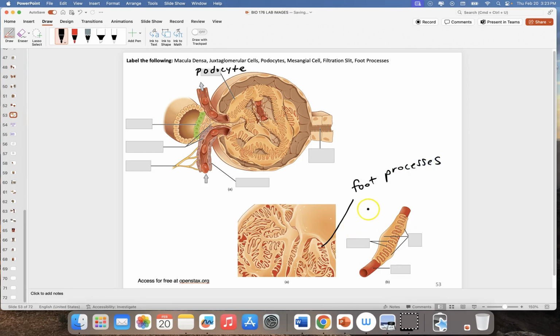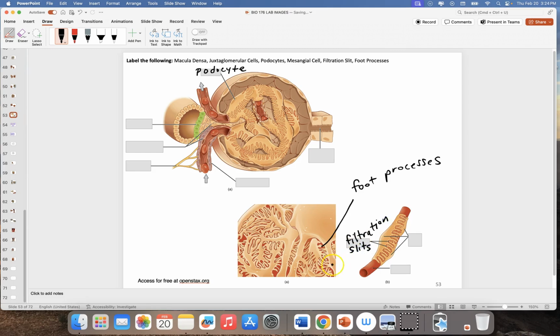We'll go ahead and label them as foot processes. And then between them, there are slits that are going to allow for filtration. Remember, blood is going to enter through the afferent arteriole here, and then it's going to move through the glomerulus, and then pressure is going to cause fluid to be pushed into this capsular space here, and that fluid then is going to be pushed through these filtration slits, and they're also being shown over here in this portion of the figure. We'll go ahead and get that labeled.